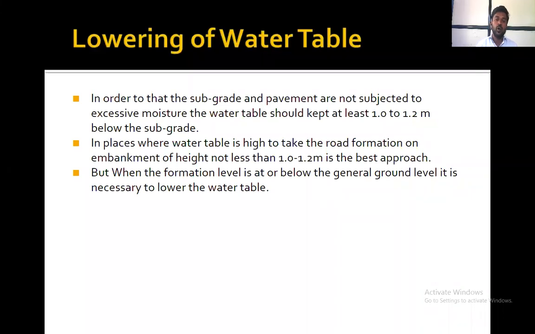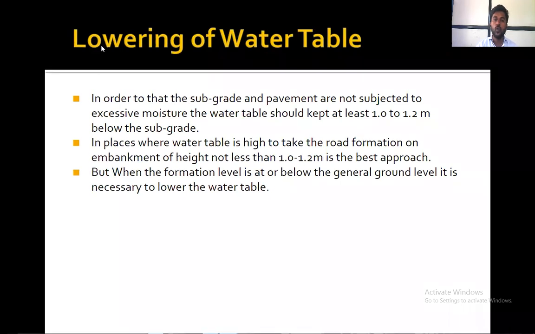In places where the water table is at a high level, to take the road formation on an embankment of height not less than 1 to 1.2 meter is the best approach. Okay, if the water table is high, what should we do? We should form the embankment, and then we can take the road above that. We should increase the height of the road by providing an embankment of 1 to 1.2 meter. That we can also do.